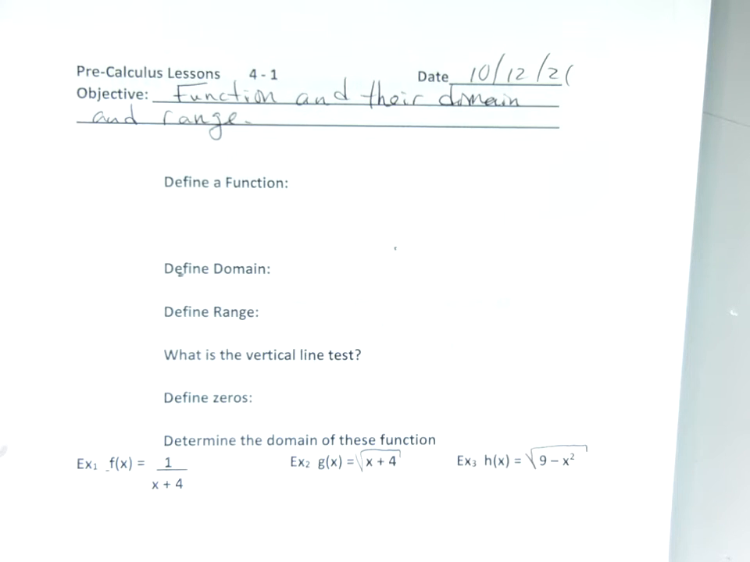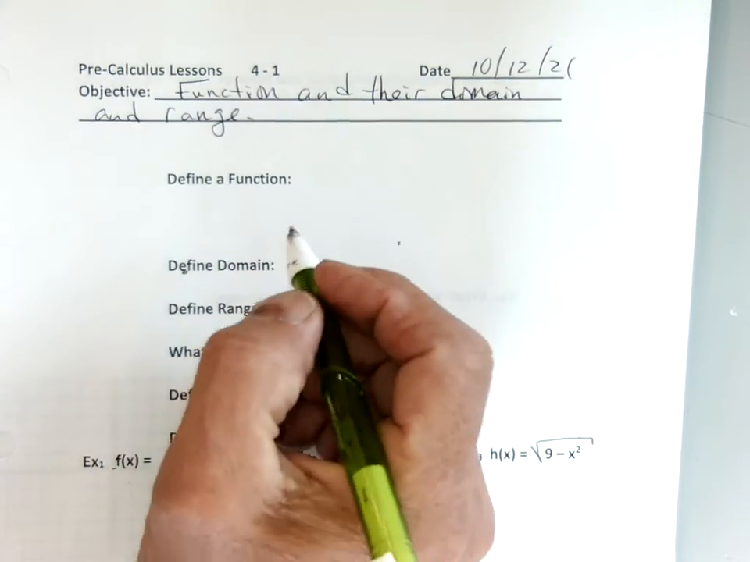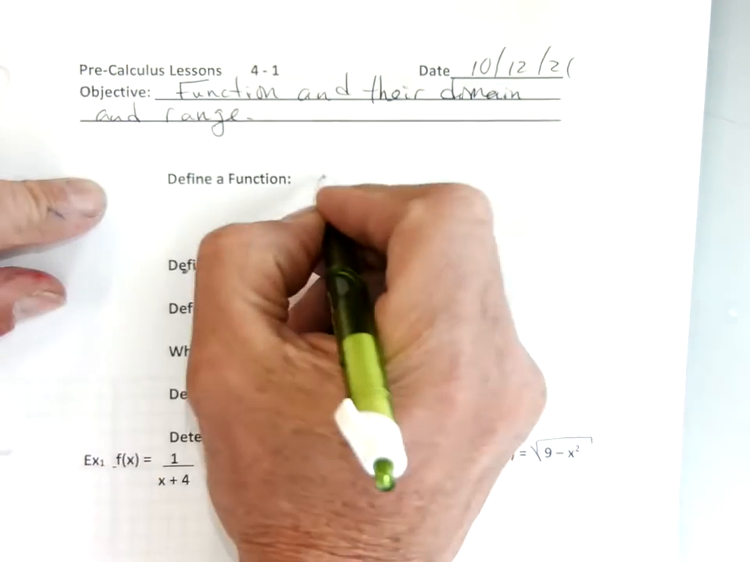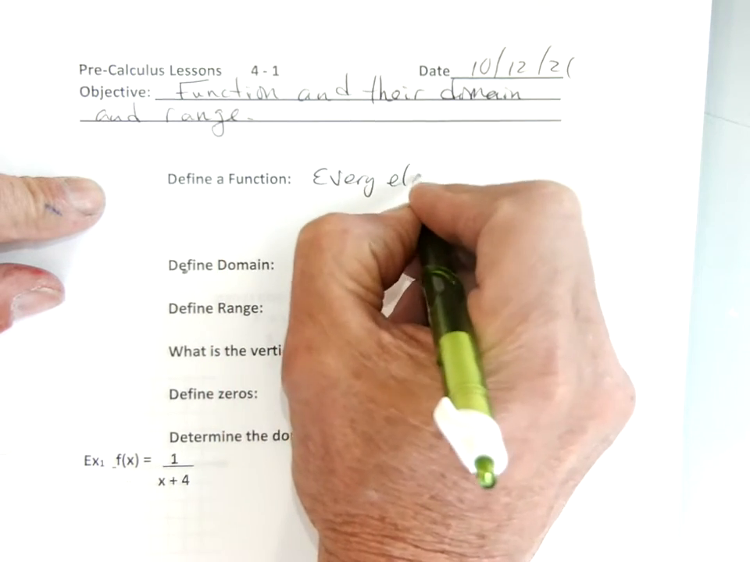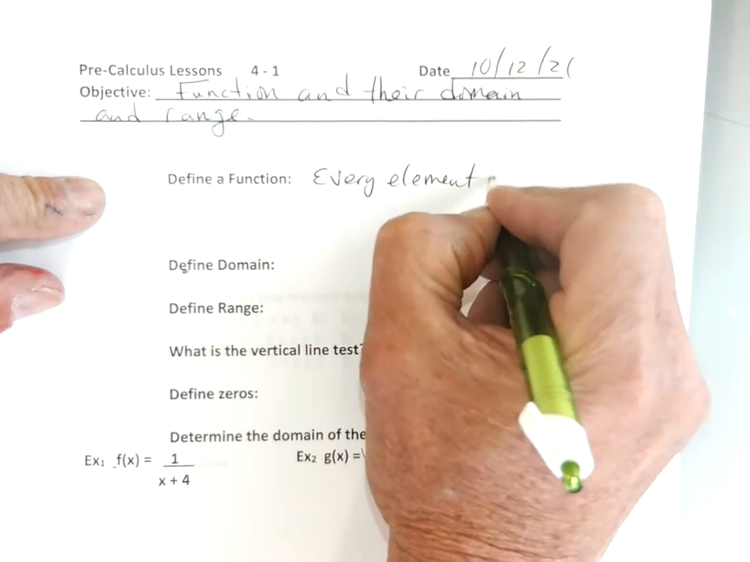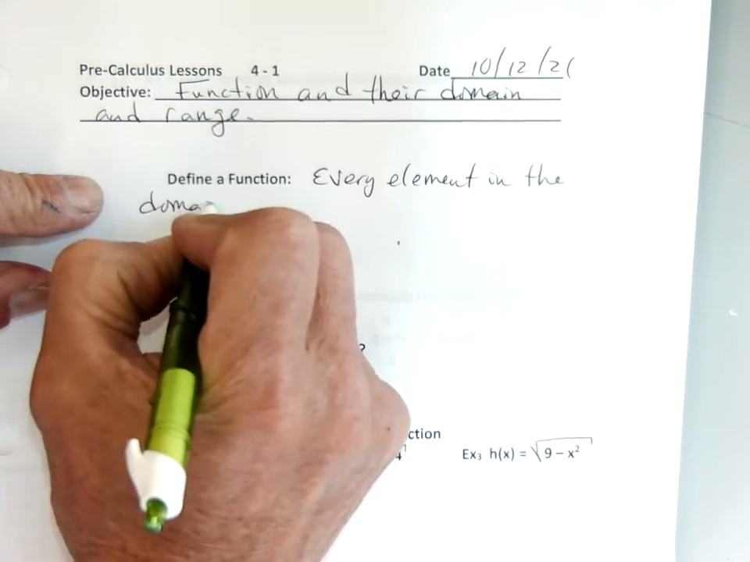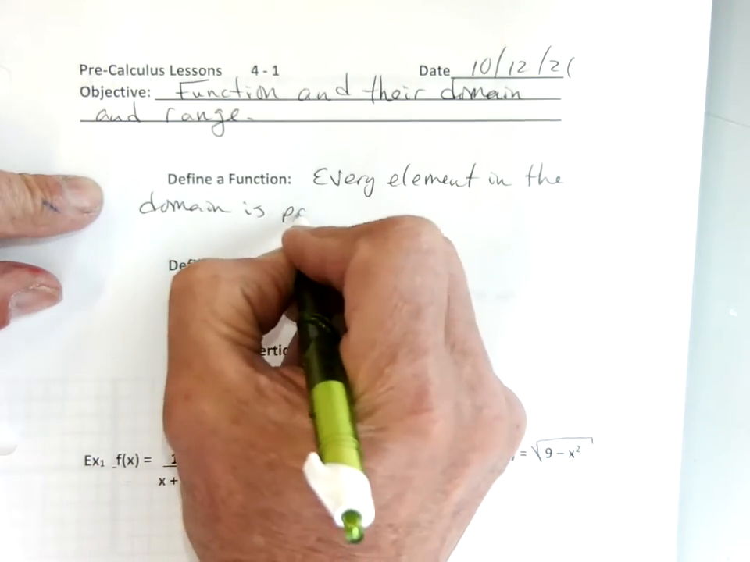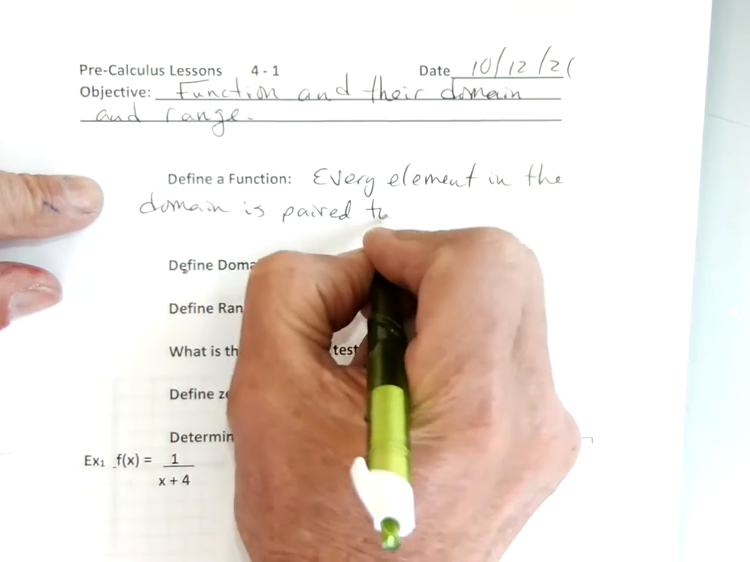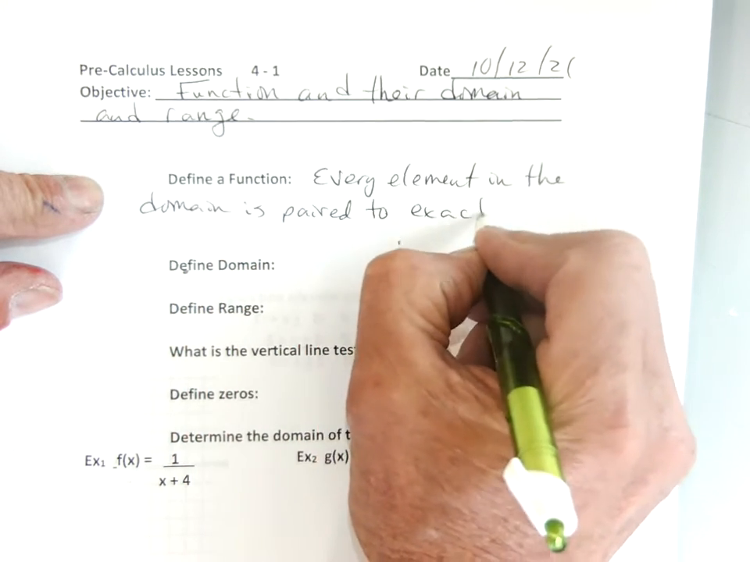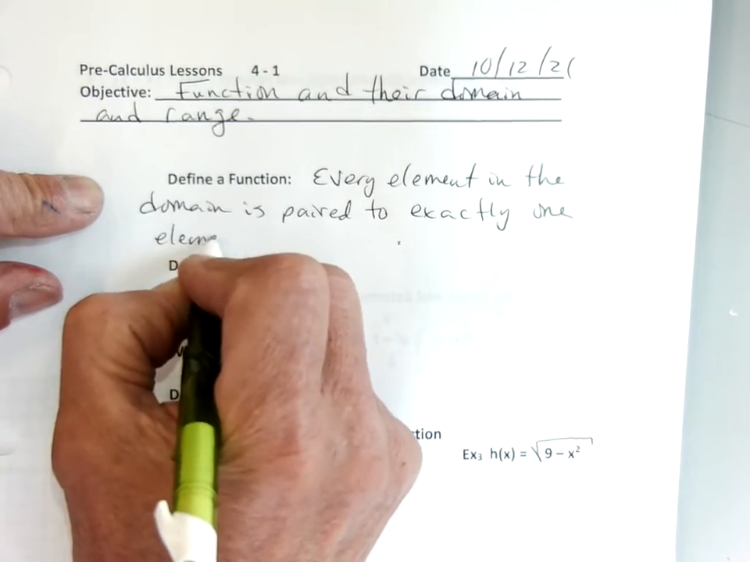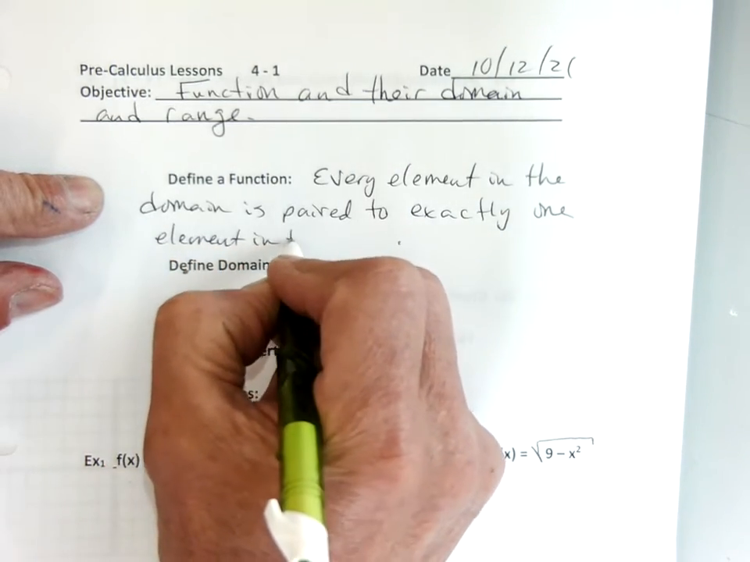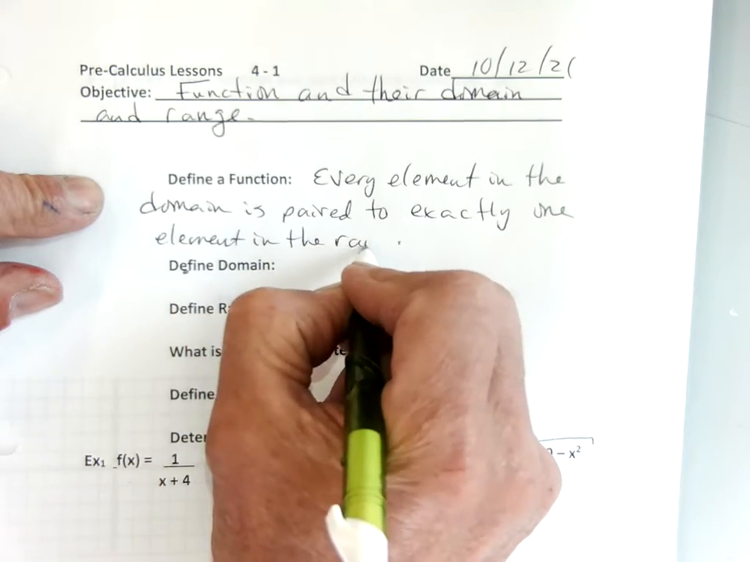So first of all, let's go through our definitions. Here's the function. Here's the definition I like. I like every element in the domain is paired to exactly one element in the range, okay?